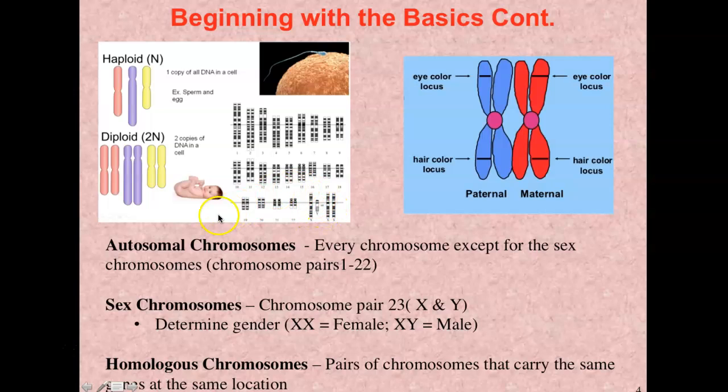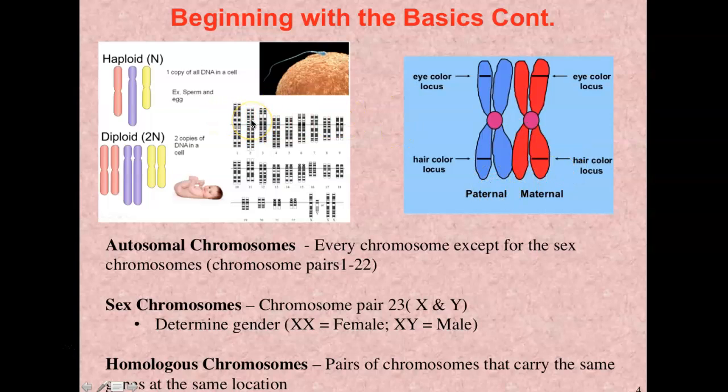Also, what we need to discuss before we get into talking about meiosis are homologous chromosomes. Homologous chromosomes are pairs of chromosomes that carry the same genes at the same location. So if you look here, these are all homologous chromosomes. If you see here, they're all the same size and they all have genes at the same location coding for the same trait.